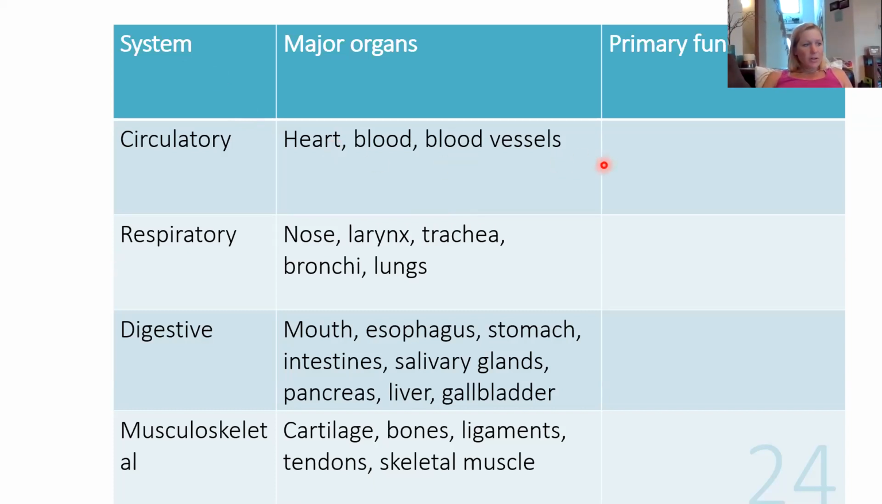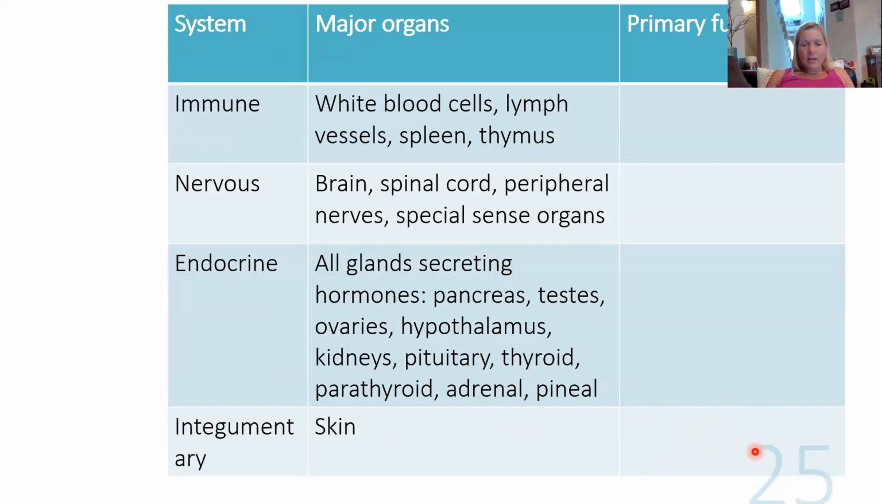Okay. But circulatory system, its job is to transport blood throughout the body's tissues. Respiratory system is going to help us exchange oxygen and CO2 and also regulate hydrogen levels. The digestive system is going to help with digestion and absorption of nutrients and water. The musculoskeletal system is going to provide support, protection, and movement within the body. The immune system is going to provide us with a defense against foreign invaders.